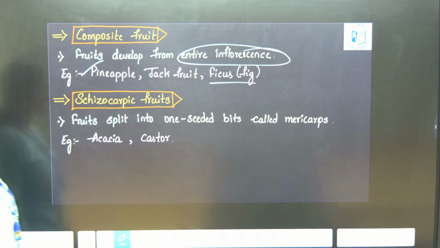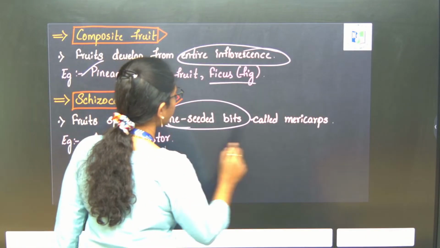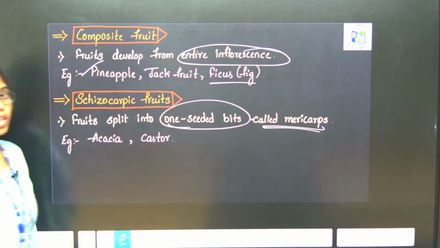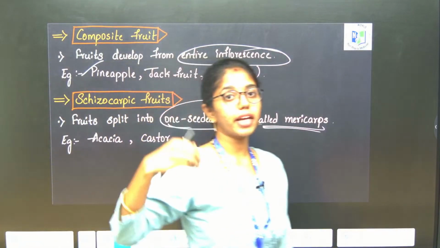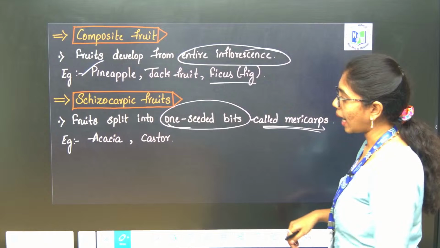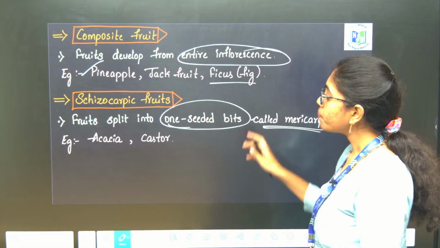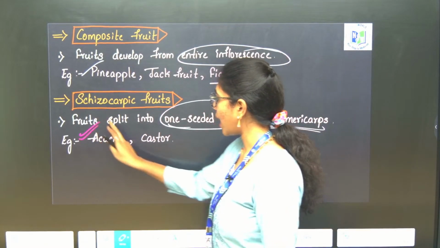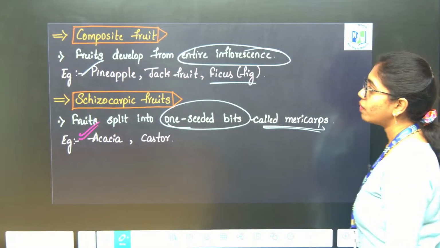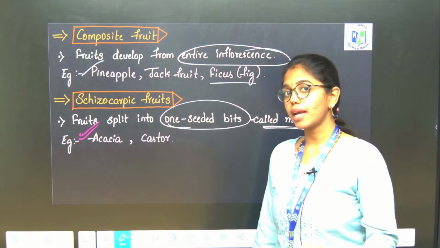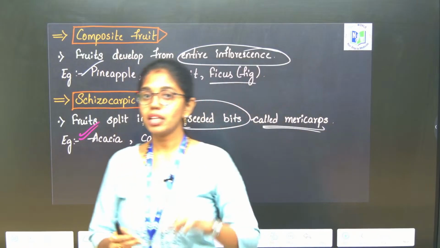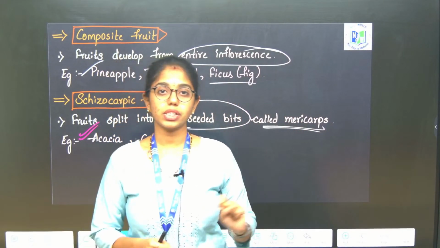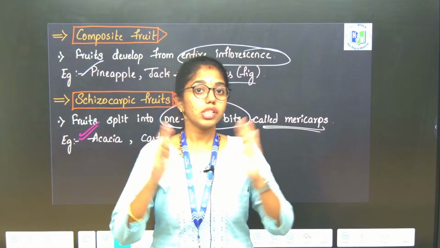Here fruit splits into one-seeded bits or mericarps. Okay, schizocarpic fruit where single fruit will split into one-seeded bits, mericarps. Example includes acacia and castor. Okay, so with this complete fruit types and inflorescence is done. These two things are very important. These two segments are very important actually, inflorescence and fruit, which is very broad.